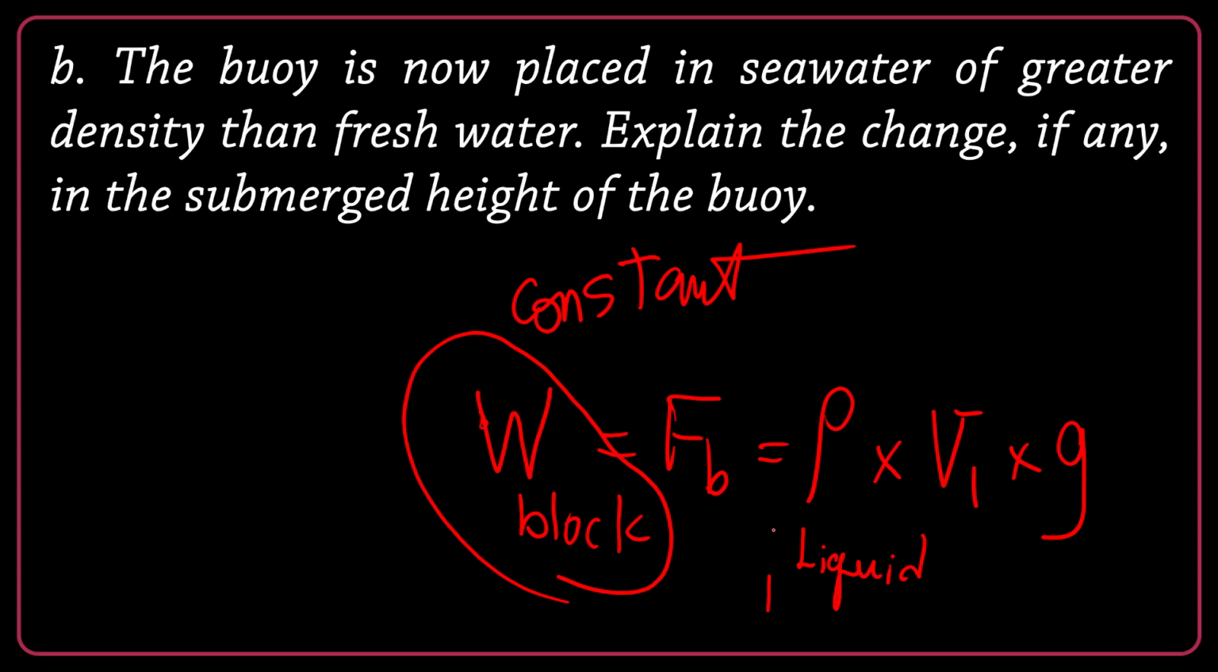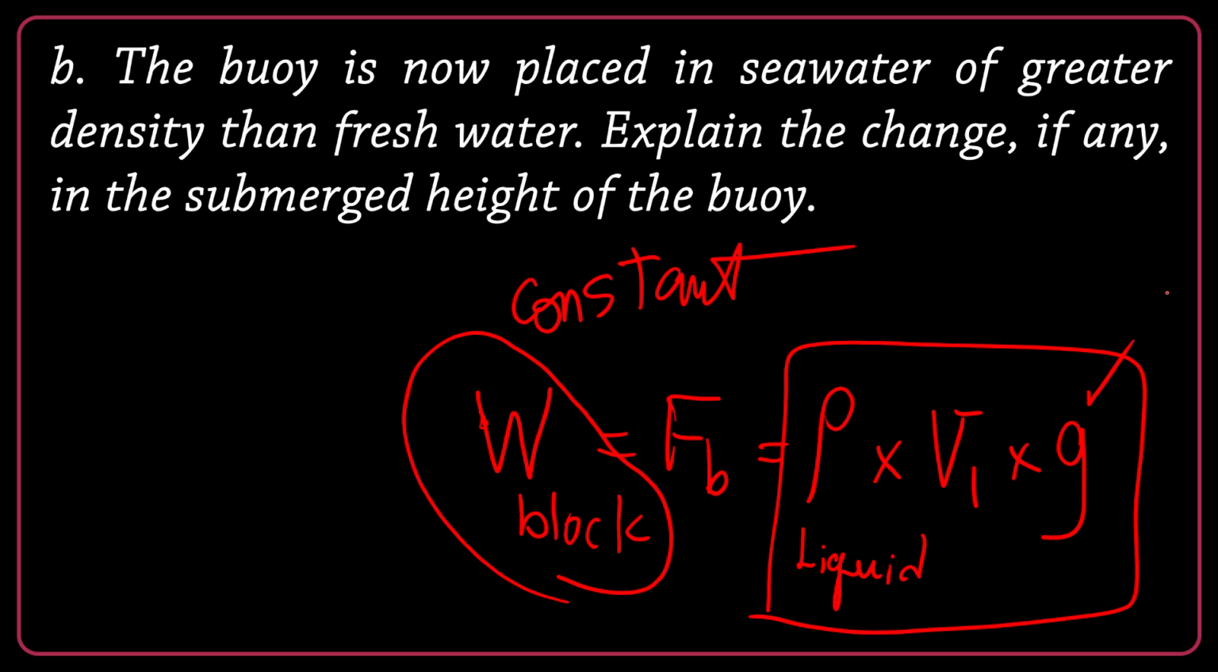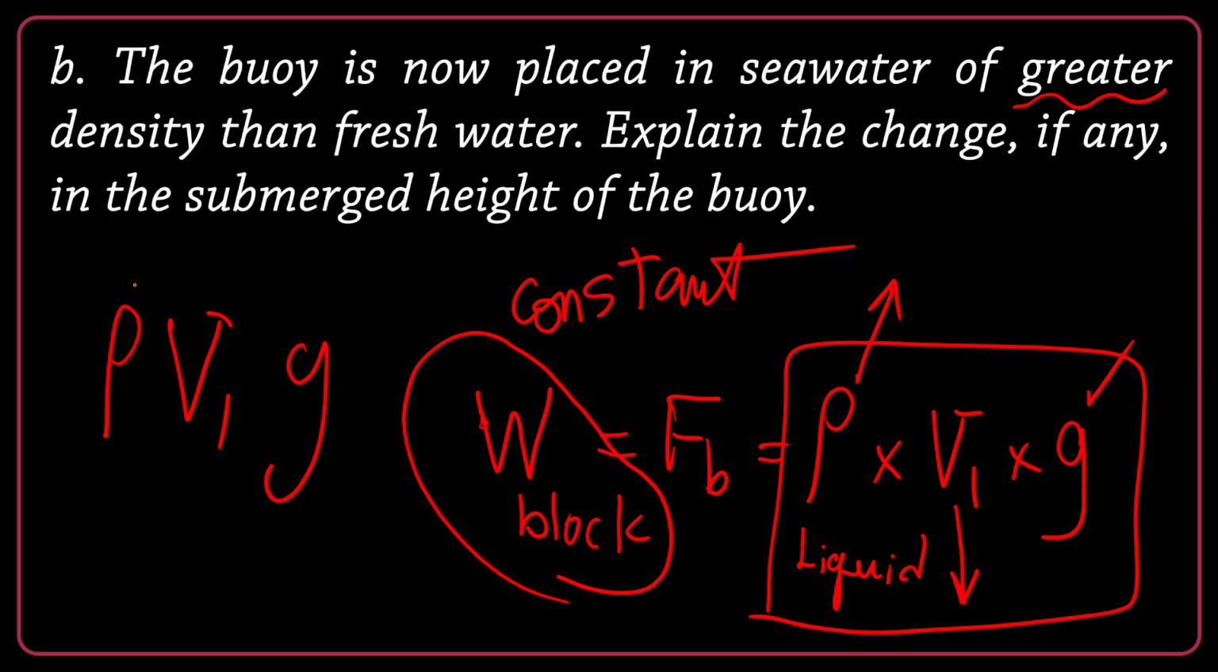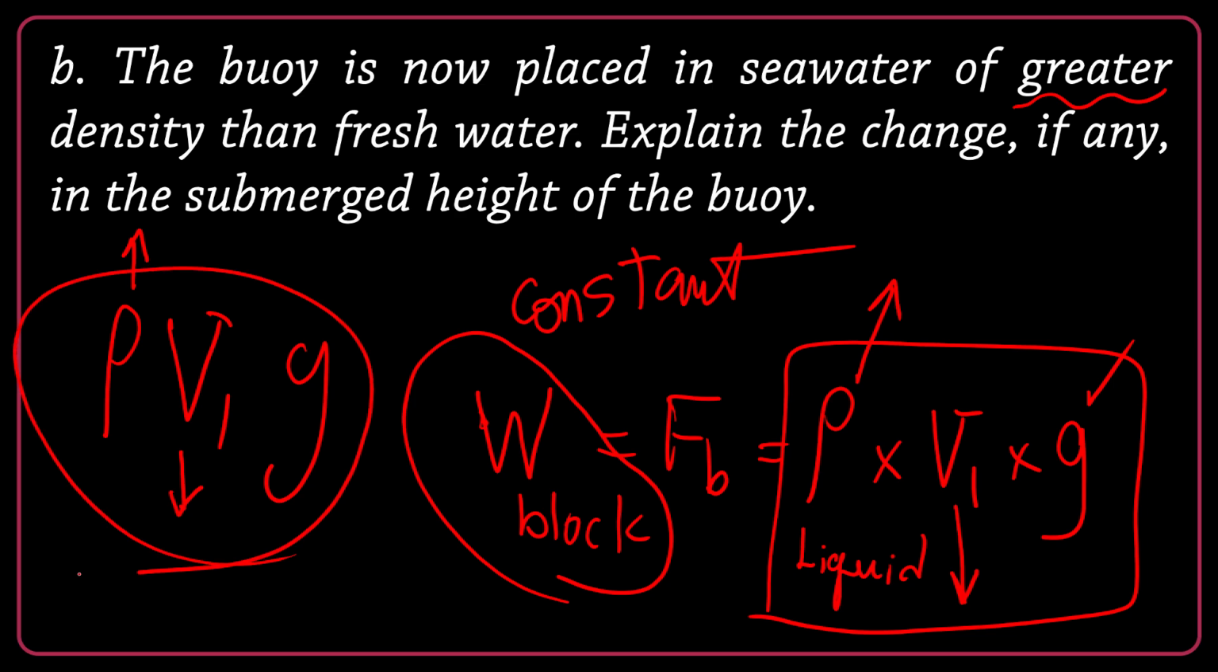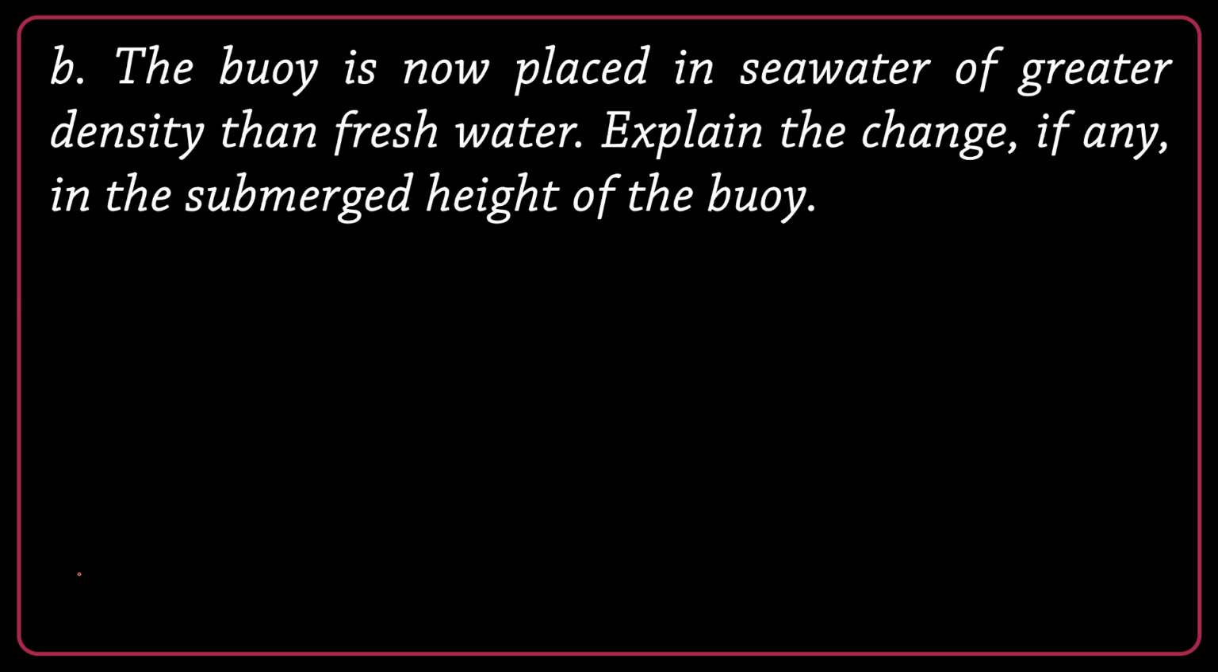If this is constant, the right side must be constant. G is always the same in this experiment, but the density of liquid now is going to be greater. Larger density needs less submerged part because we should multiply them to find something constant. Rho V1 G is constant. The larger rho needs less V1 to have the same product. So here we believe that it will have less submerged part.